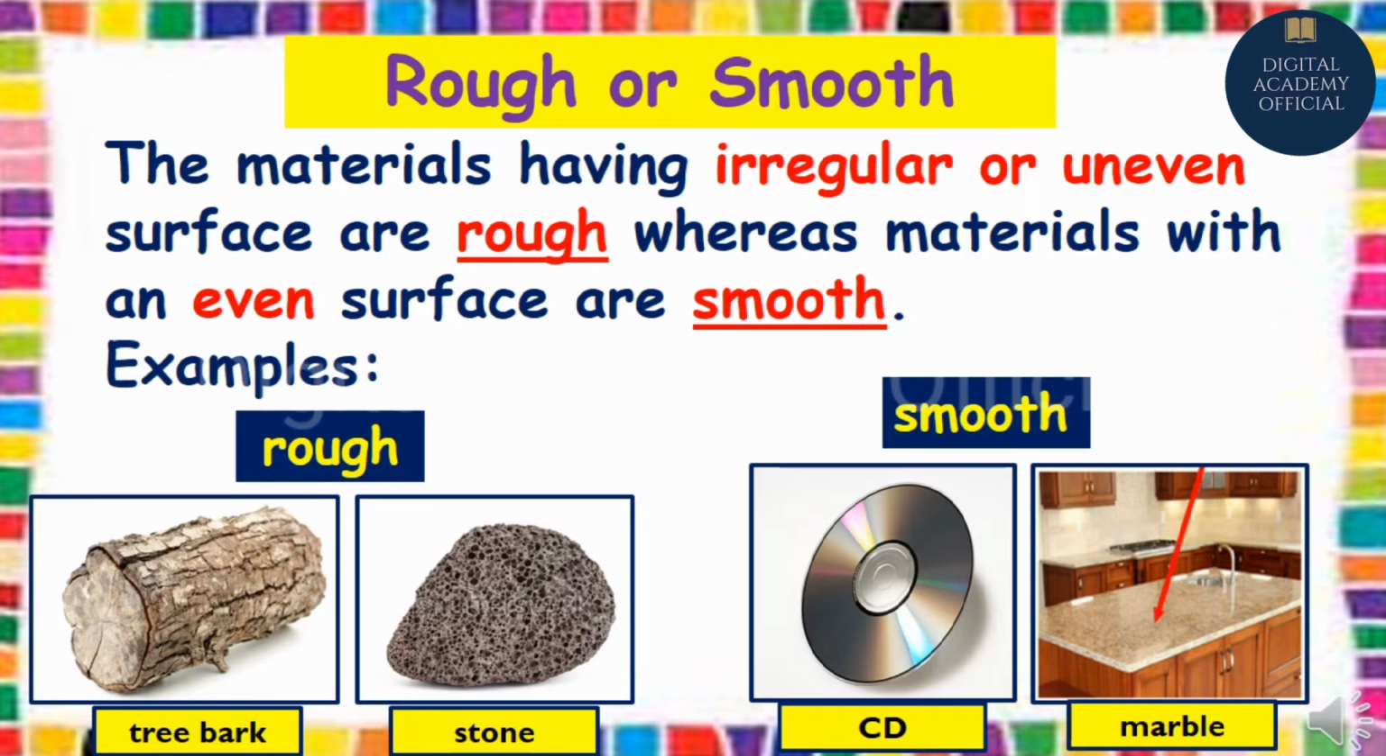Smooth surfaces could include a CD. Try touching the surface of a CD. It is all straight and nice and smooth, right? And what about the marble counter of your kitchen, the marble surface? Try running your hand over it. It is all straight and smooth also. All even surface, right? So, how do we know whether something is rough or smooth? Through our skin, through our sense of touch.